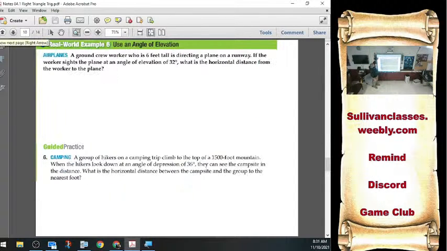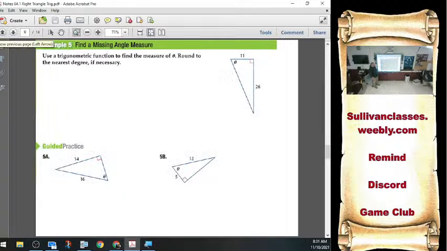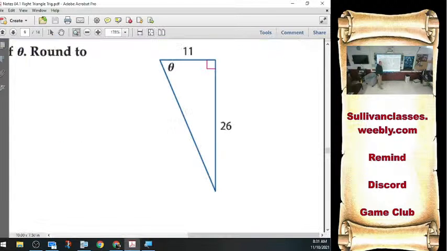Well, I suppose the word problems will come next, but before we get to the angle of elevation and depression stuff, how do I find that angle? I got a ratio up there. From theta, what do I got? Opposite and adjacent, which is tangent. So I know that the tangent of theta is 26 over 11.